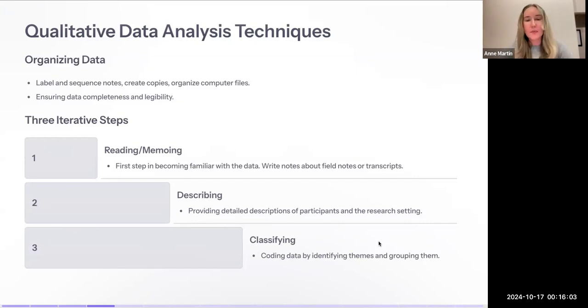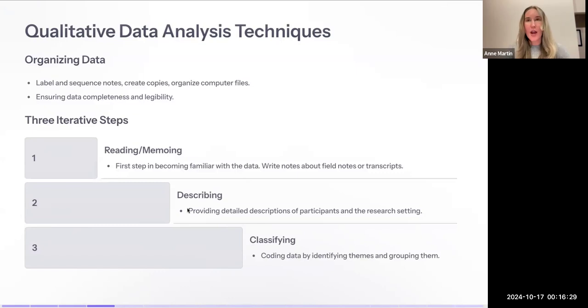So reading and memoing, this is reading, you'll read through all the data. Memoing is when applicable. For some data sources, you might have a lot to say. For others, you might have less to say. That's okay. Describing would go for data sources that need a description, like I mentioned, the artifacts, a student project.